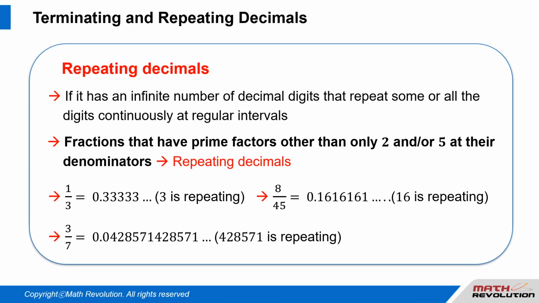3/7 is equal to decimal 0.428571, 428571. In this case, 428571 is repeating.